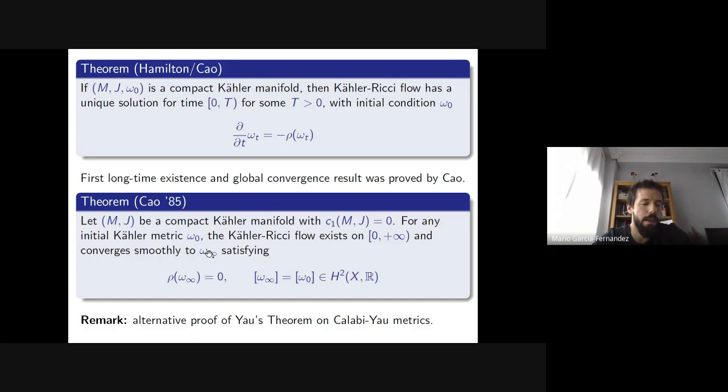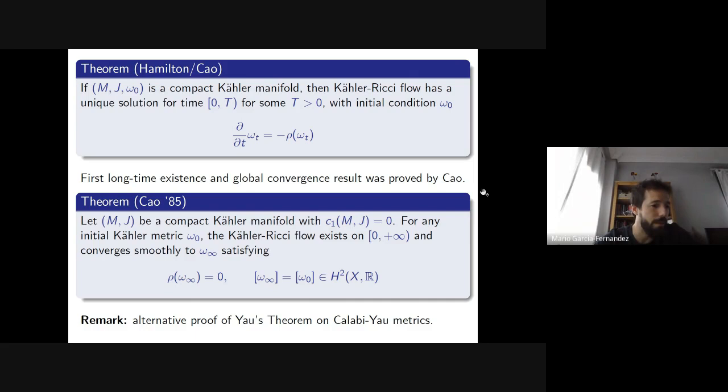And furthermore, the Kähler class of the Kähler-Ricci flat metric omega infinity is the same as the initial one. This has to do with the fact that I said before that the Kähler-Ricci flow preserves the Kähler condition, but furthermore, because the Kähler metric evolves by dd^c of something, by del del bar of something, it also preserves the Kähler class, which is something very natural. And this way, Cao recovers the theorem.